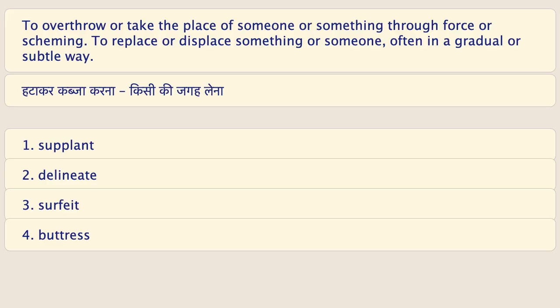To overthrow or take the place of someone or something through force or scheming. To replace or displace something or someone, often in a gradual or subtle way.